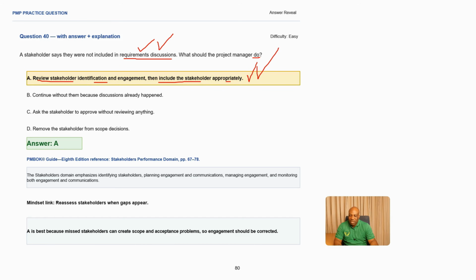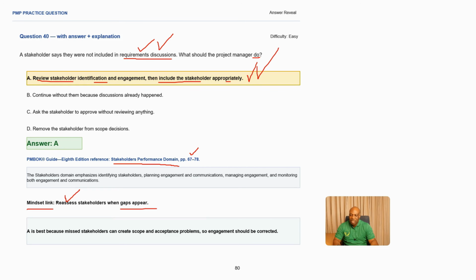So what is our reference in the PMBOK? Stakeholder performance domain, which is on page 67. What is the best mindset here? You need to assess stakeholders when gaps appear. Stakeholders in a project always change. Some come in, some go. So you need to assess their stakeholder needs and also the gaps in terms of communication.